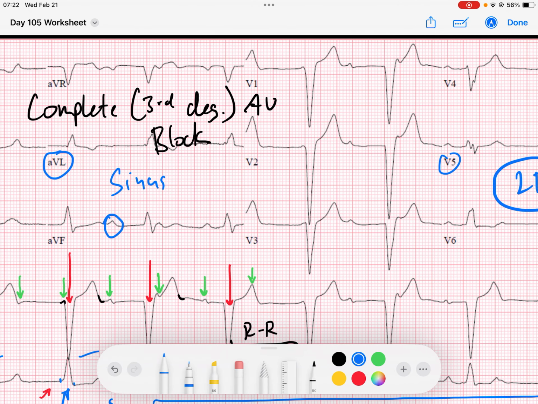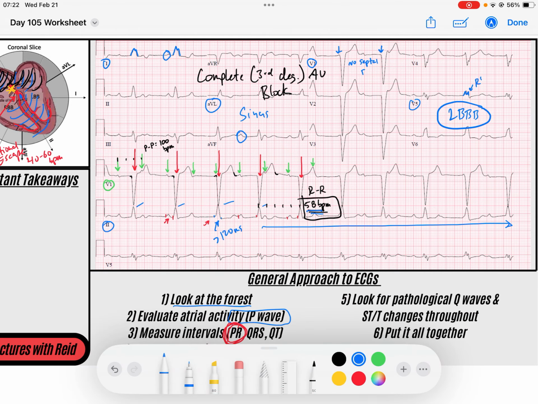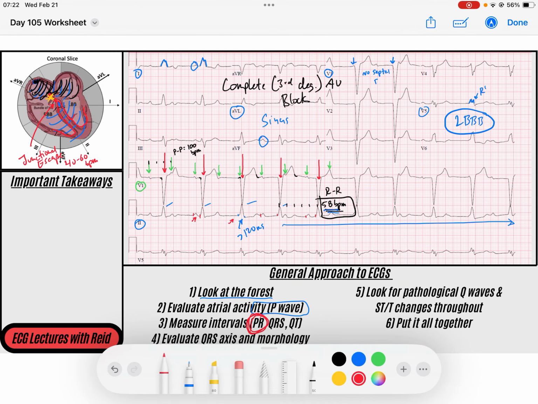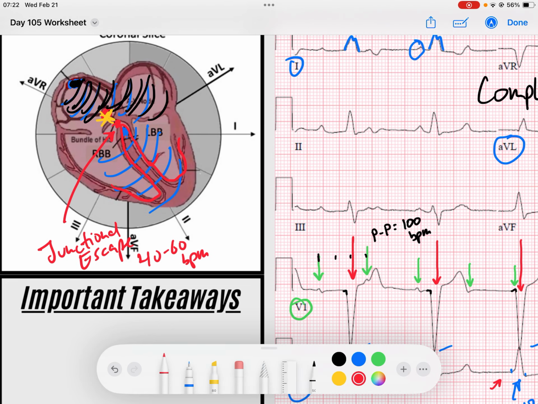Similarly, if you look at V1, we have no septal R wave. We know that the septum is depolarized by the left bundle, and septal depolarization is typically represented by a septal R wave in V1 and V2, but we have lost that. It's very characteristic of left bundle branch blocks. So I would say that this is a complete AV block with a junctional escape rhythm that is being conducted with a block of the left bundle as well.